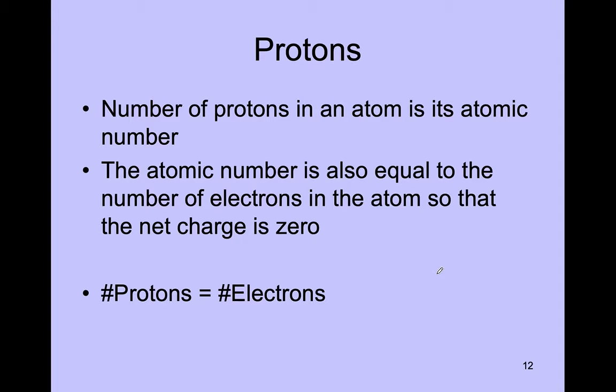And the number of protons is also equal to the number of electrons. That's what gives an atom no net charge, that zero charge, or neutral. So the number of protons equals the number of electrons. But just remember that the atomic number itself is based on the protons, and then the number of protons equals electrons. And that is in an electrically neutral atom.